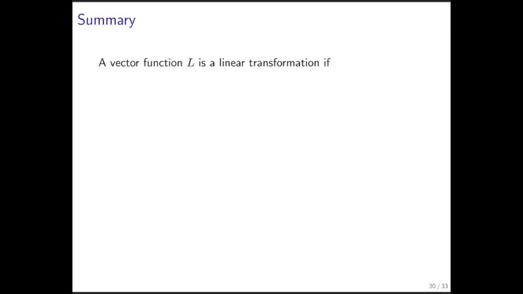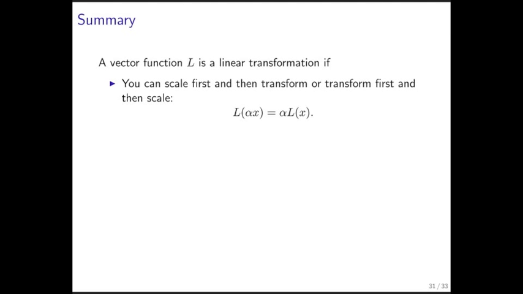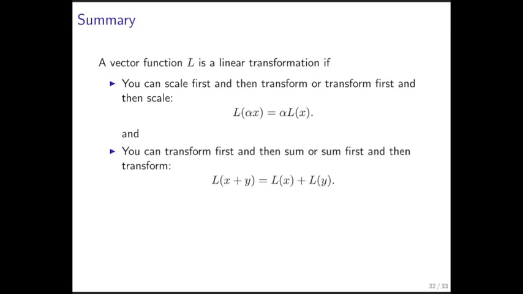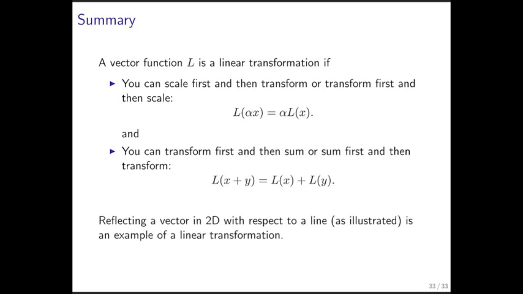So let's review. A vector function L is a linear transformation if you can scale first and then transform, or transform first and then scale. And you can transform first and then sum, or sum first and then transform. From what we just went through, it appears that reflecting a vector in 2D with respect to a line, as illustrated, is an example of a linear transformation.